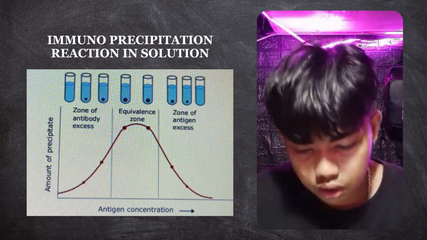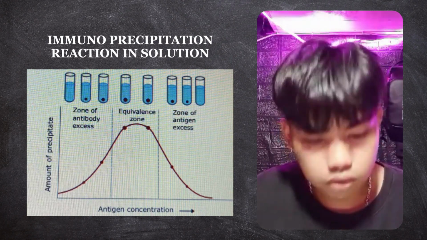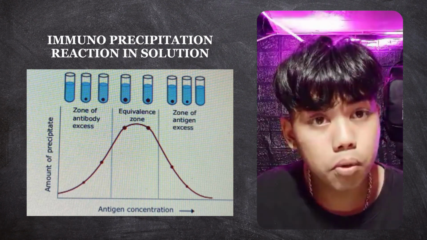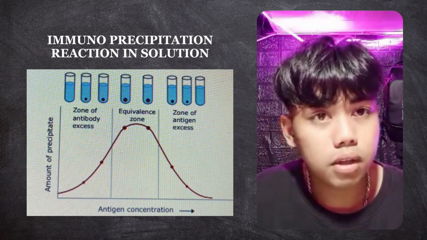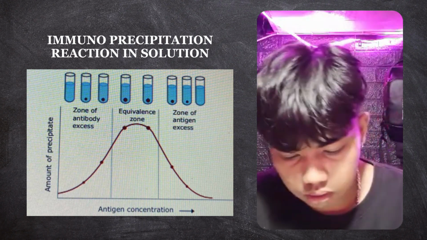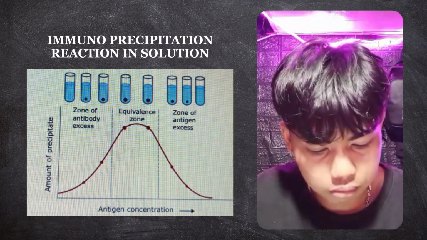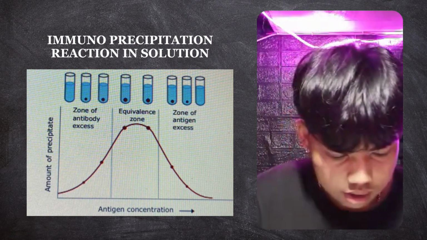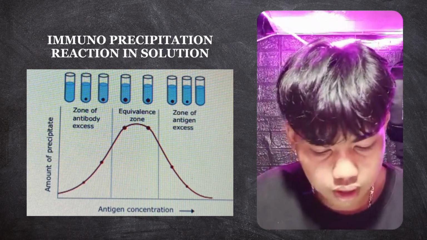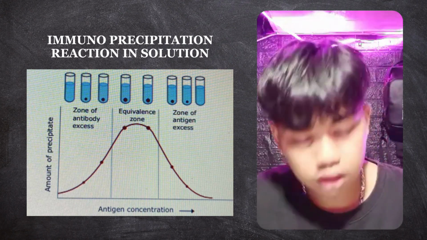So immunoprecipitation reaction. First, antibody incubation. An antibody specific to the target protein is incubated with a cell lysate or protein sample containing the protein of interest. Next is the protein A or G beads. Protein A or protein G beads are commonly used to capture antibody-antigen complexes. Protein A and G bind to the Fc region of antibodies, facilitating the precipitation of the entire complex.